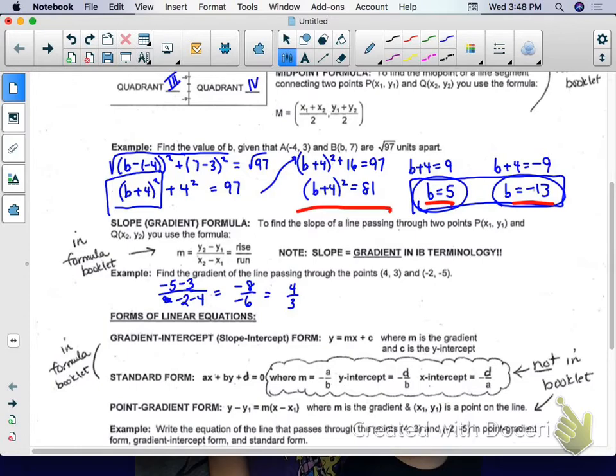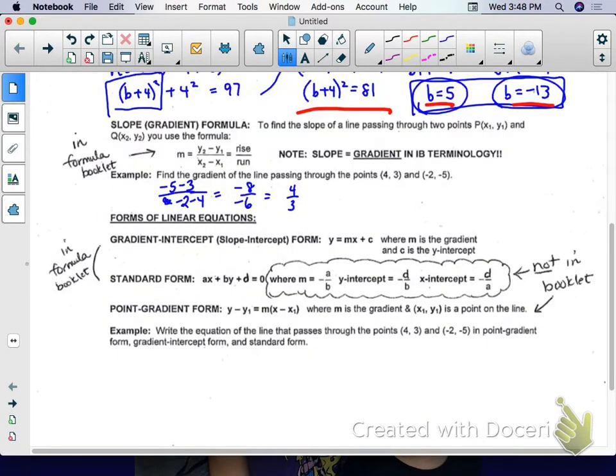A couple other formulas that you will see in your booklet, the gradient intercept or slope intercept form. This is kind of weird. In America, we're used to seeing y equals mx plus b. They call it y equals mx plus c for whatever reason. That is in your formula booklet, and so is this one here called standard form. That looks a little bit different than what, again, we normally think of in America. Both those formulas are in your formula booklet, but it just says generically that it's the equation of a line. So it doesn't say which one is gradient intercept and which one's standard form.